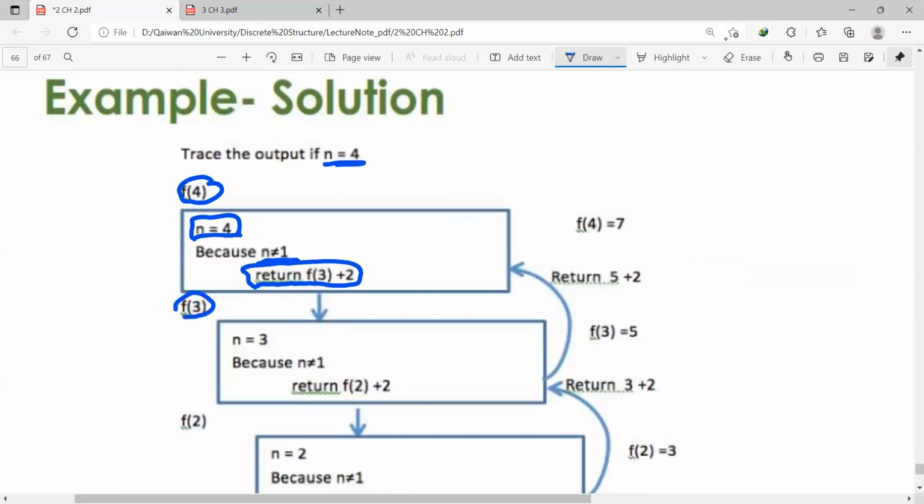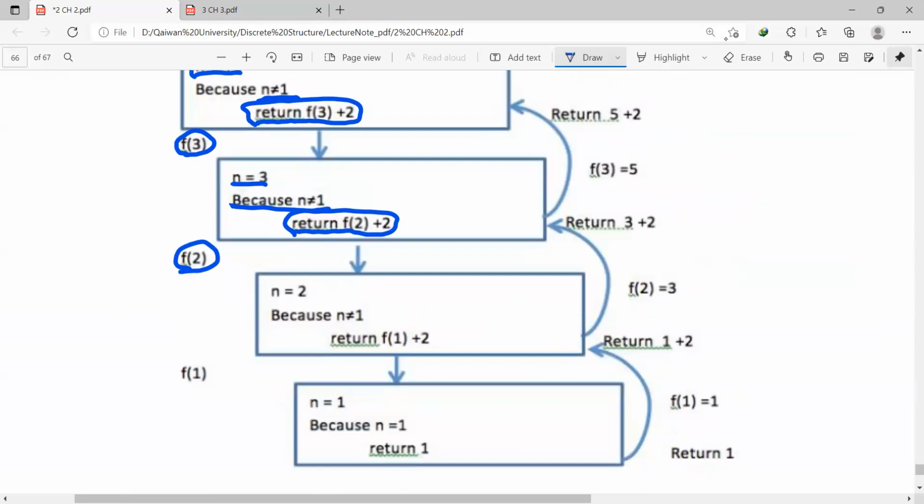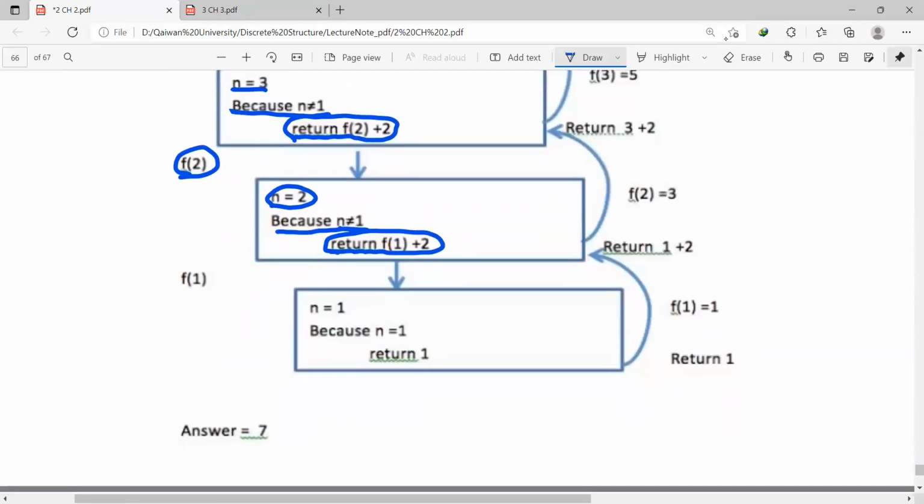Then for f of 3, n is 3, so n doesn't equal 1. We return f of n minus 1 plus 2. Here n is 3, minus 1 means 2, so f of 2 plus 2. Then for f of 2, we reduce the value of n till we get 1, till it satisfies the condition. n is 2, which doesn't equal 1, so we return f of 1 plus 2, because 2 minus 1 is 1. Then we have f of 1.